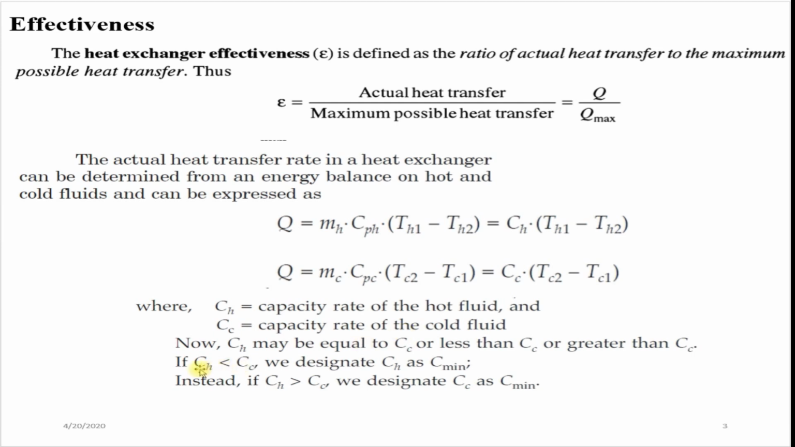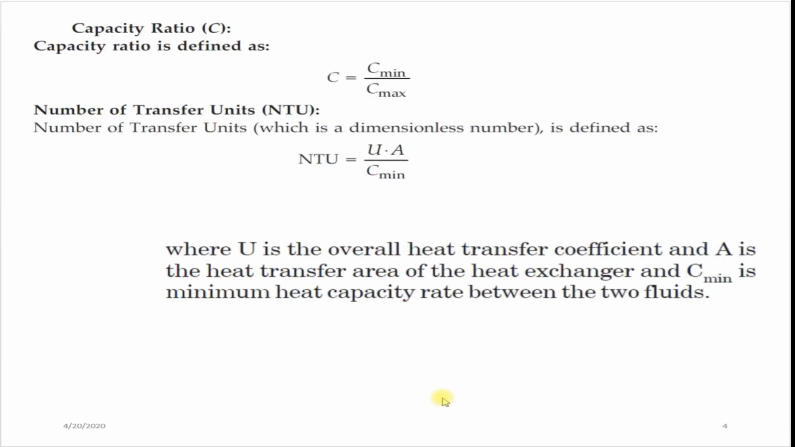If the Ch value is less than Cc, we designate Ch as C minimum. If the Ch value is greater than Cc, then we designate Cc as C minimum. Now we will see what the capacity ratio is. The capacity ratio notation is capital C. It is the ratio of C minimum by C maximum.